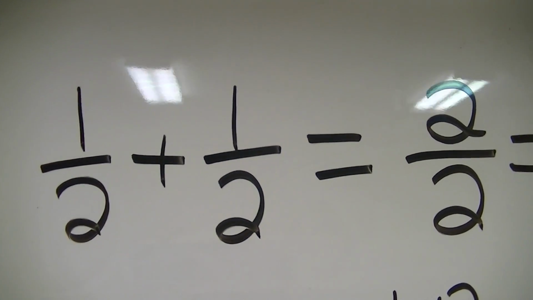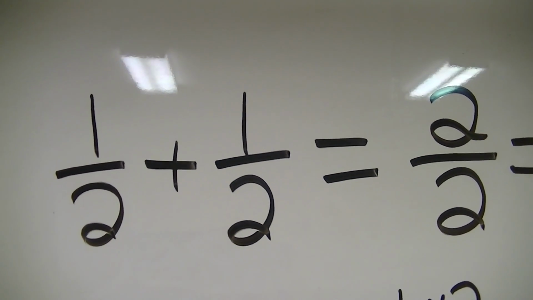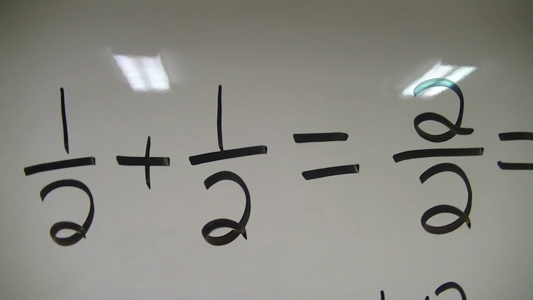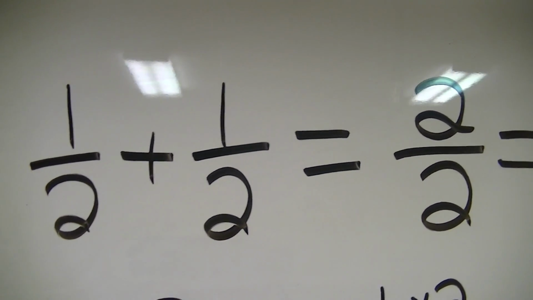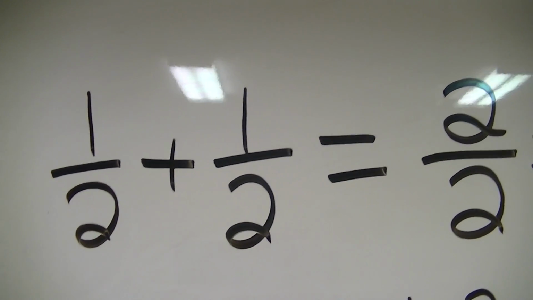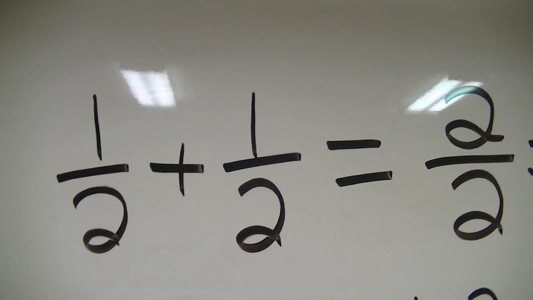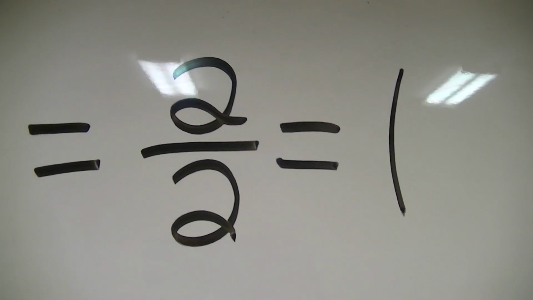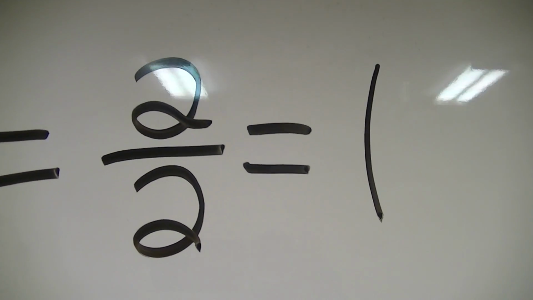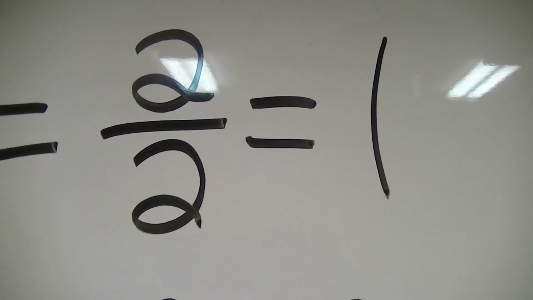Whenever you're adding fractions, as long as they have the same bottom number, you're just going to add the top. So in the case of 1/2 plus 1/2, they have the same bottom number. That's going to stay the same. It's going to stay a 2 on the bottom. We're just going to add the top. 1 plus 1 is 2. 2 over 2, that's the same as 1 whole. Any number over itself is always the same as 1 whole.